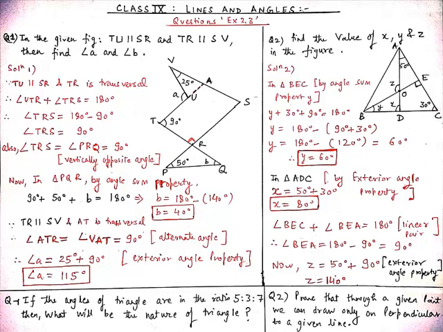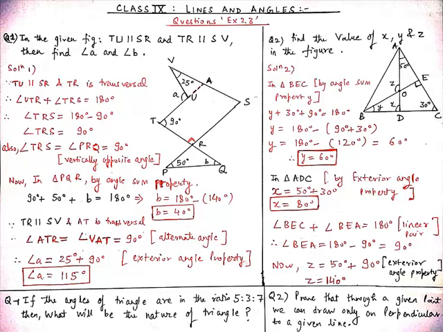So according to this figure, students, since TU is parallel to SR and where TR is transversal, from here we can say that angle UTR plus angle TRS is equal to 180 degree. So from here, angle TRS is equal to 180 degree minus 90 degree, which is equal to 90 degree. And now angle TRS is equal to angle PRQ. They are equal by vertically opposite angles. Therefore, angle PRQ is equal to 90 degree.